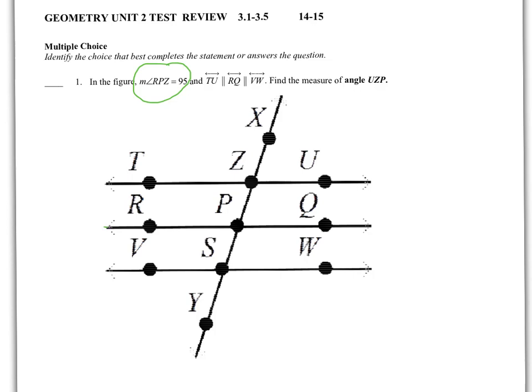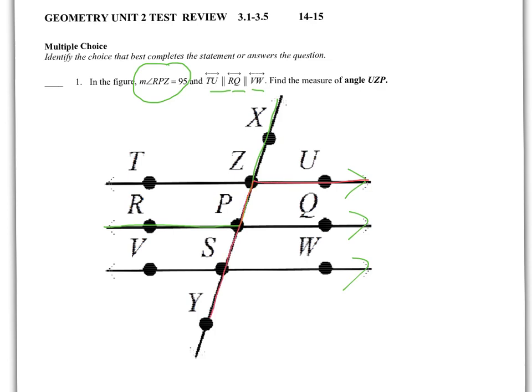degrees. Well, angle RPZ is this angle right here. It says that TU, RQ, and BW are all parallel. Find the measure of angle UZP. Well, UZP is this angle right here.